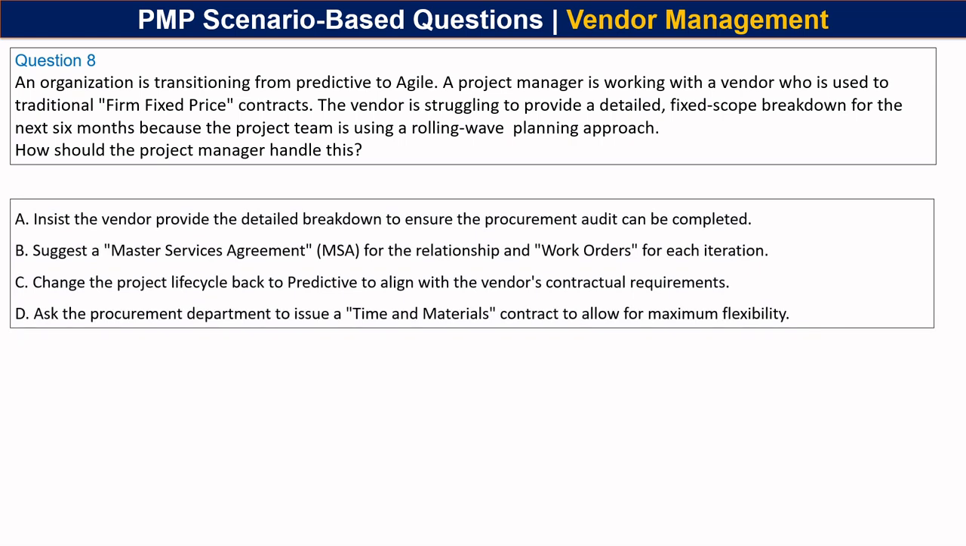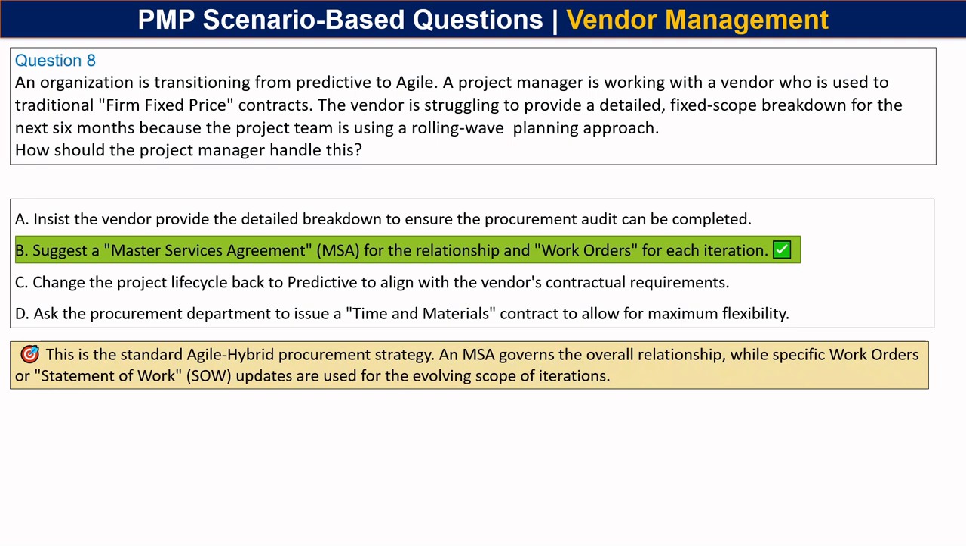And the options are A. Insist the vendor provide the detailed breakdown to ensure the procurement audit can be completed. B. Suggest a master service agreement, MSA, for the relationship and work orders for each iteration. C. Change the project lifecycle back to predictive to align with vendors' contractual requirements. D. Ask the procurement department to issue a time and materials contract to allow for maximum flexibility. Guess the right option. The right option is option B.